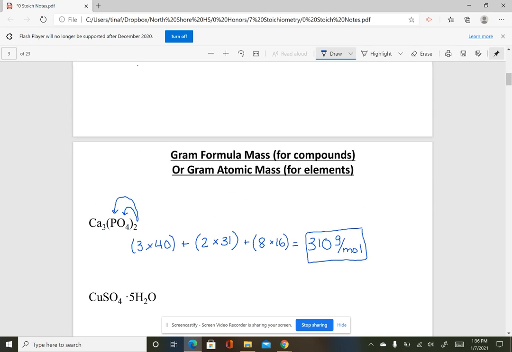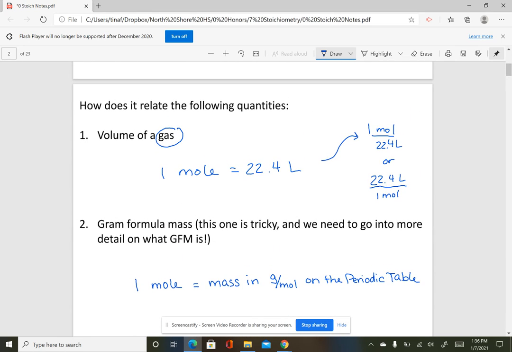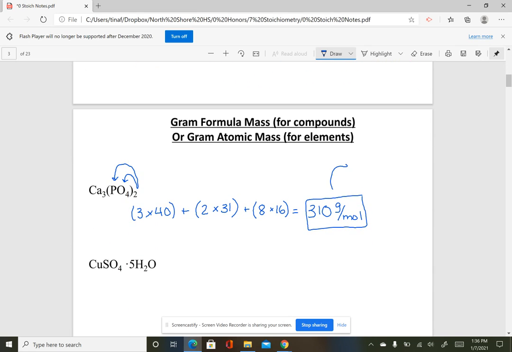So now, guys, just like I said that these are conversion factors, like you can write them in a fraction form, it's the same thing with gram formula mass. If I'm trying to change from one unit to another and I need to cancel out grams or moles, I can write it like this: 310 grams per mole. Or I could write mole on top. In 1 mole, I have 310 grams. And you could put the number 1 there if you want to.